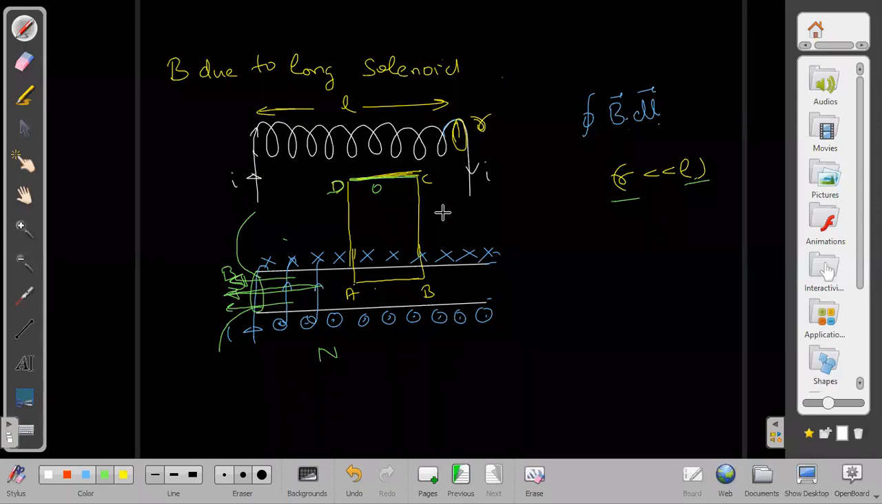Yes, sir. If I place this rectangular loop ABCD symmetrically, then whatever line integral we get here, we will get the same kind of line integral there, but one will be positive and the other negative. So those will cancel each other, right? Yes, sir. So B dot dl is zero along AD and along BC, and the sum of line integrals along AD and along BC will be 0.